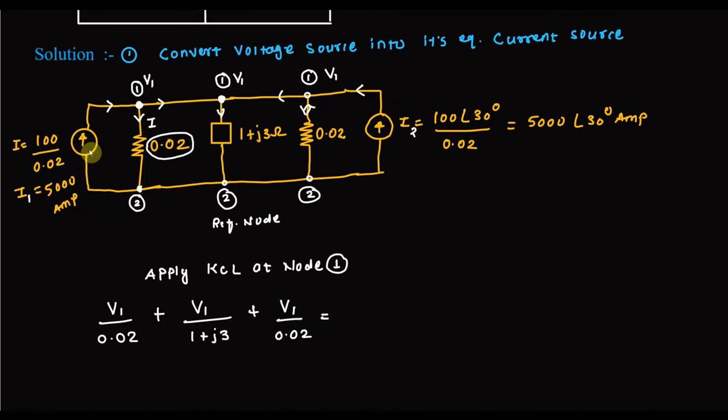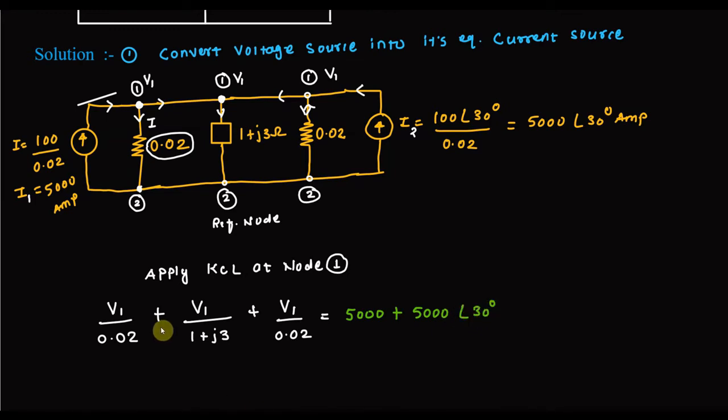Here we will follow the direction. If the currents are going towards the node, treat that current as positive, and if the current is leaving the node, treat that as negative. So this current is going towards the node, you can see that. So you have to treat this current as positive. So it is 5000, 5000 at an angle of 30 degrees.